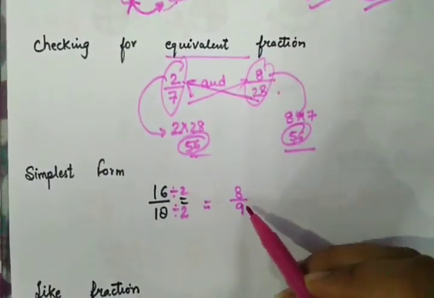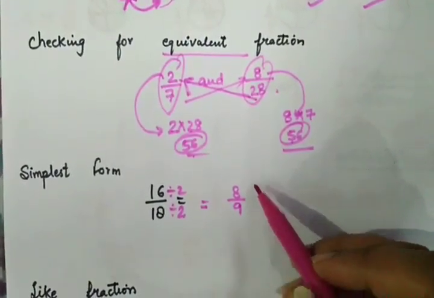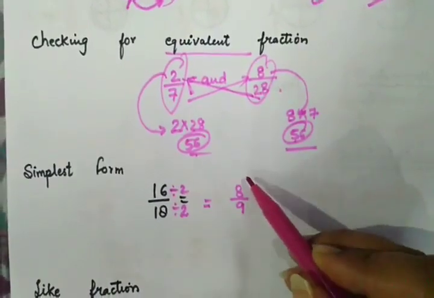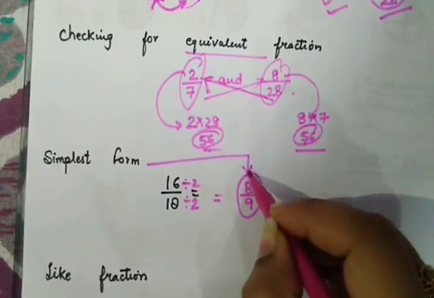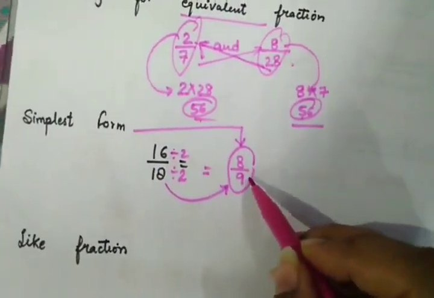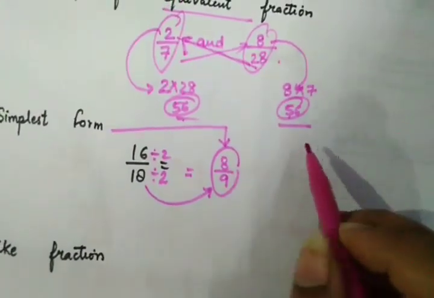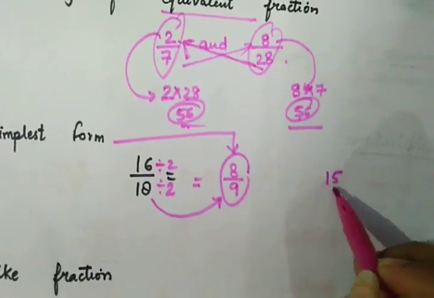Do you think 8 and 9 are still coming in any table? Leaving 1, they do not come in any table. So this is the simplest form. That means now the 16 upon 18 has been reduced to 8 upon 9 and this cannot be reduced any further.